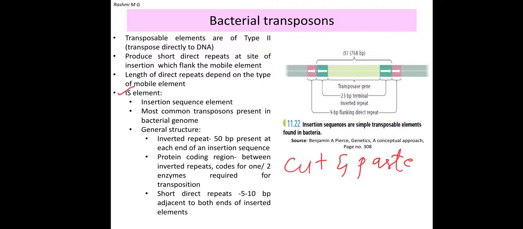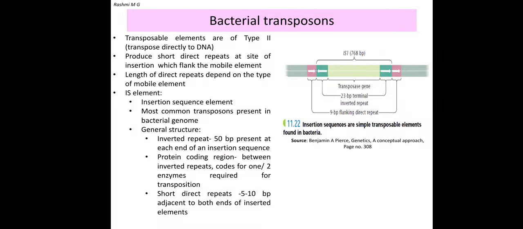It has inverted repeats, which are in green color in this image, and a protein coding region. The region between the two inverted repeats is known as the protein coding region, where it codes for a particular enzyme, that is transposase. They have short direct repeats that are in pink color in this image. So these are the flanking direct repeats.